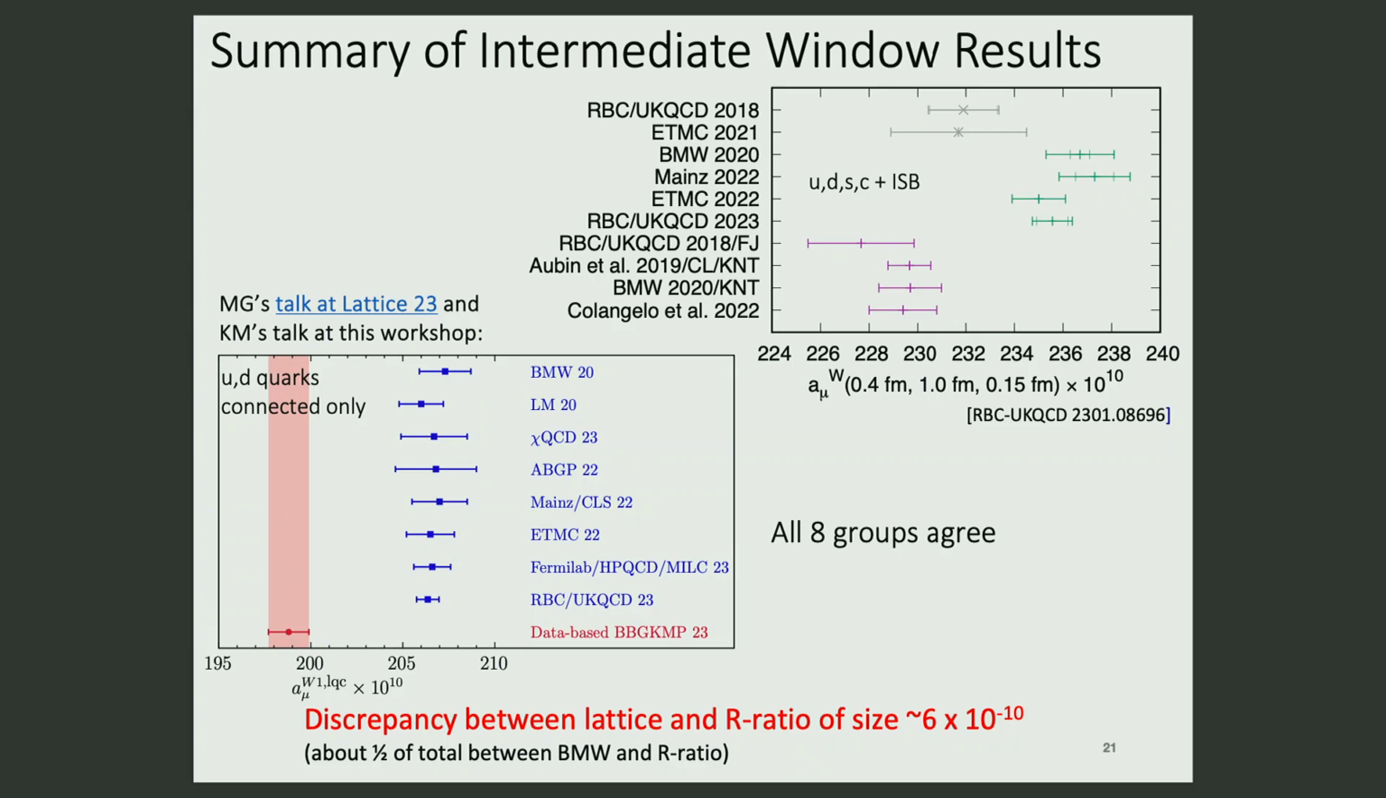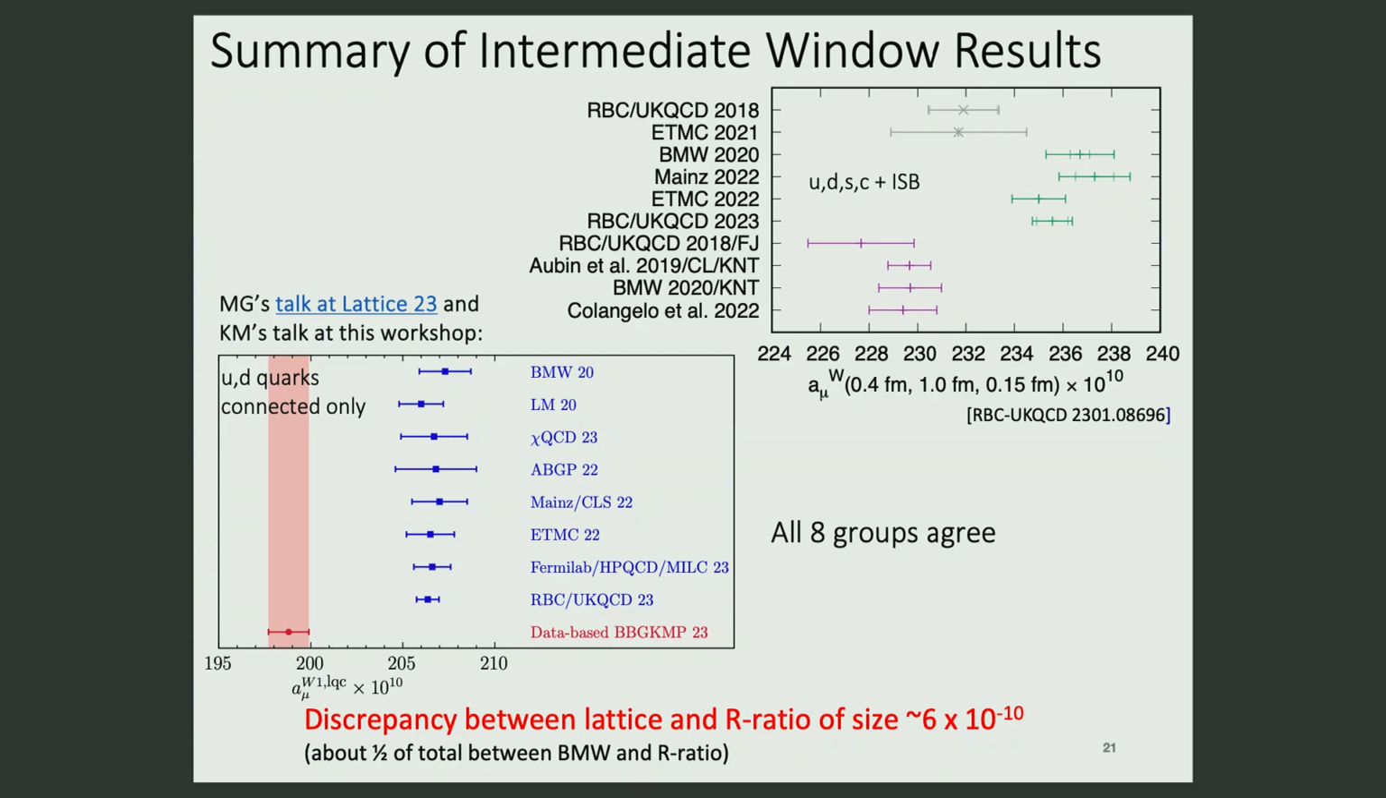This is what you would get from the data-driven result for that same quantity. And if you average these and compare to this, they're about 6 standard deviations different. And in magnitude, this is about half the difference between the full data-driven result and the BMW result. So really already half of the difference comes from this intermediate window quantity. And the lattice is quite in agreement that this is the value and not this, okay?